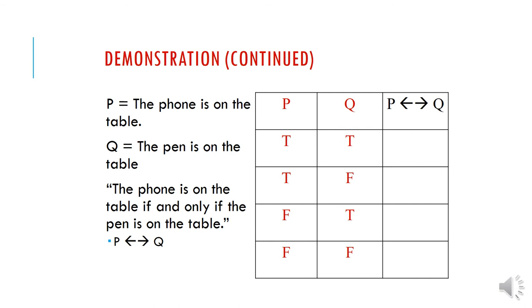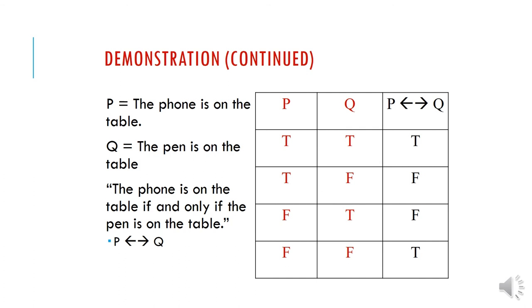In rows two and three, one is true while the other is false. But remember, with a biconditional, they're both necessary and sufficient of one another, which means they both need to appear together, or not at all. So in rows two and three, the truth function of the proposition is false. In row four, because both are false, the truth function is true.